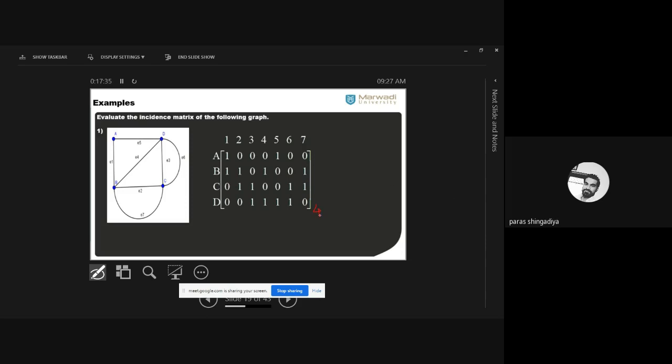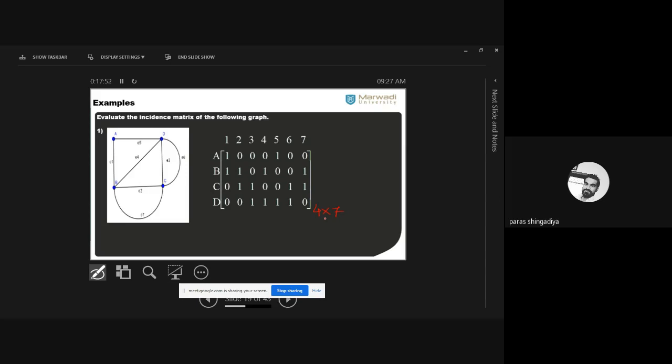Now what will be the size of the matrix? 4 cross 7. Clear? So mention the notation if it is required. It is not compulsory for you to mention A B C D there and 1 2 3 4 5 6 7 and so on. That is for our reference. Clear? To remove errors and so on.